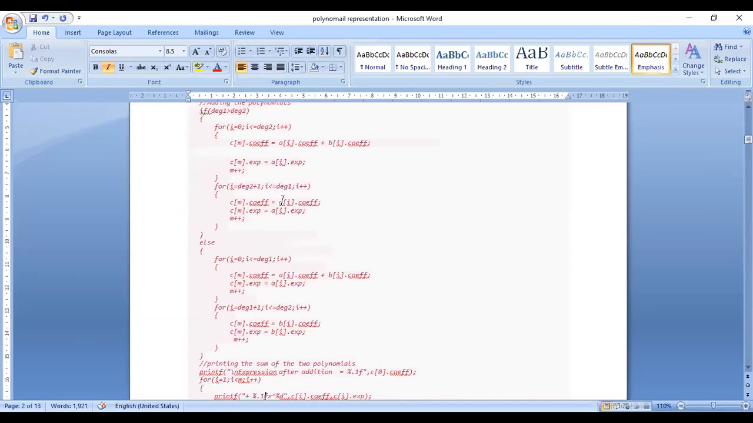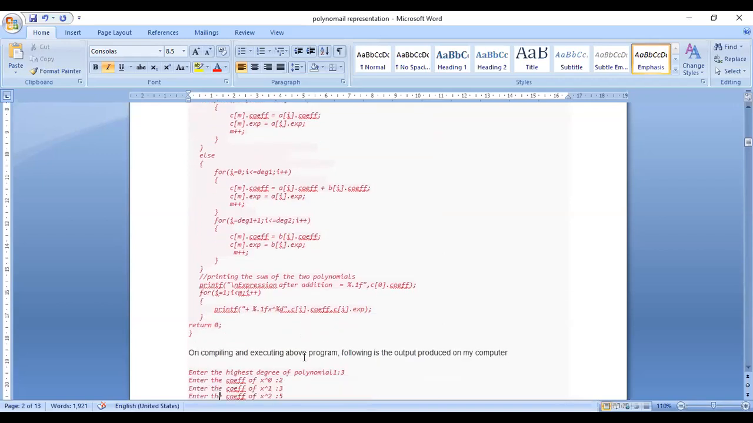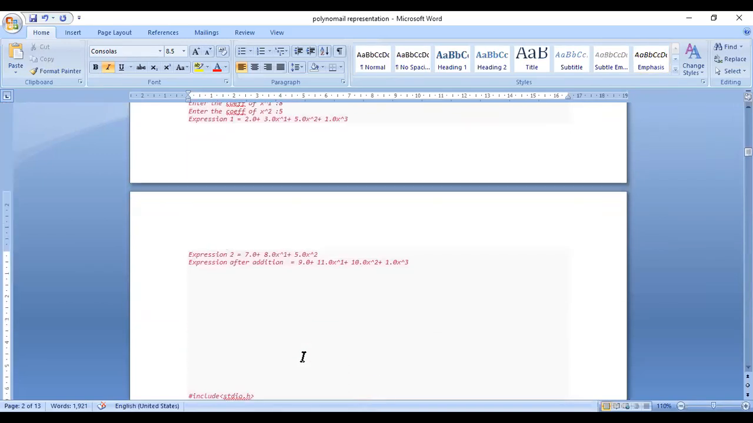Next, in the same way, if degree 1 is less than degree 2, what will happen? All the exponents that are in degree 1 will be added first. And next to the for loop, the rest of the elements in the other polynomial will be added. So that's the thing. So you can see the example here.